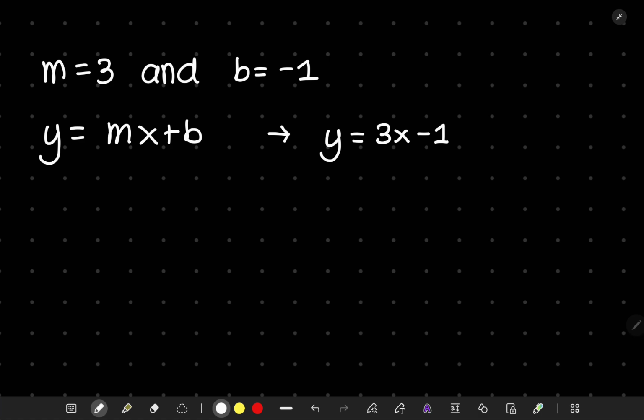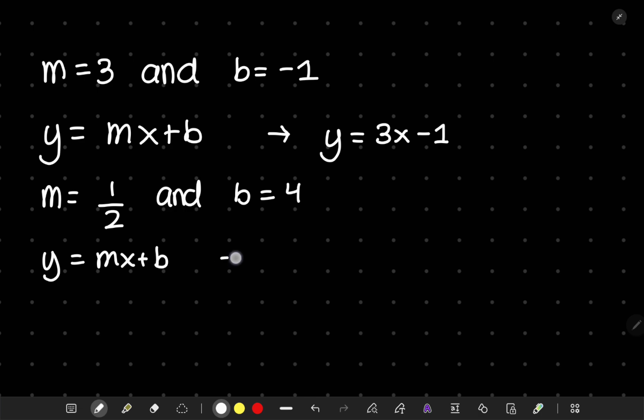That's it. That's all we have to do. So now, let's just suppose we have another problem like that. M equals 1/2 and b equals 4. I would do the same thing again. So I would have y equals mx plus b, replacing m with 1/2. So it'll be y equals 1/2 x plus 4, because that's what b is.